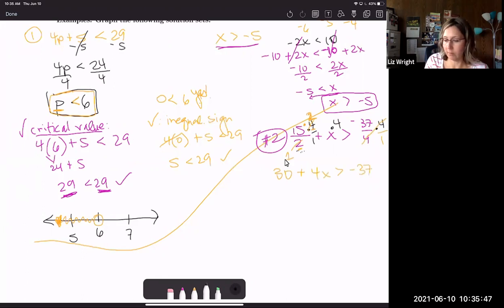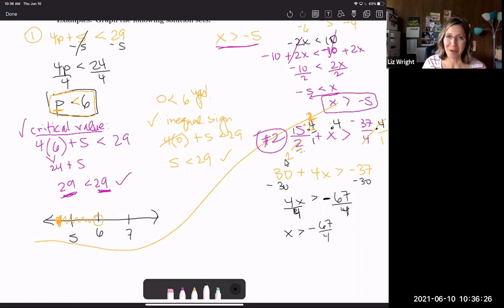Now I'm ready to keep going. I'm going to subtract my 30. I'm going to get 4x is greater than negative 67. And now I am ready to divide both sides by 4. I've had students ask me, wait a second, because there's a negative here, do I need to flip my sign? No, only when you're multiplying or dividing by a negative. If this 4 right here was negative, then you would flip your sign. But you don't need to flip it if what you're dividing by is positive. So then we have x is greater than negative 67/4.